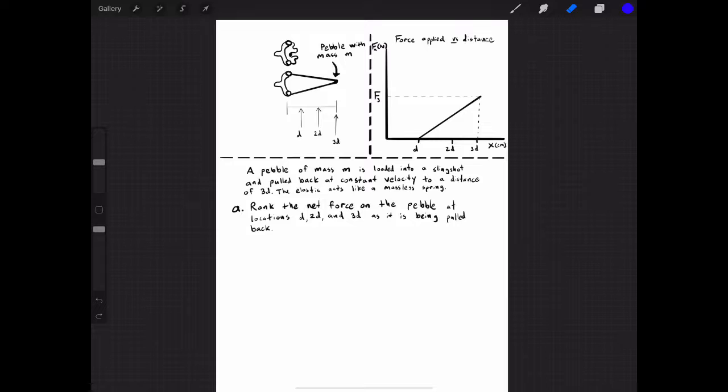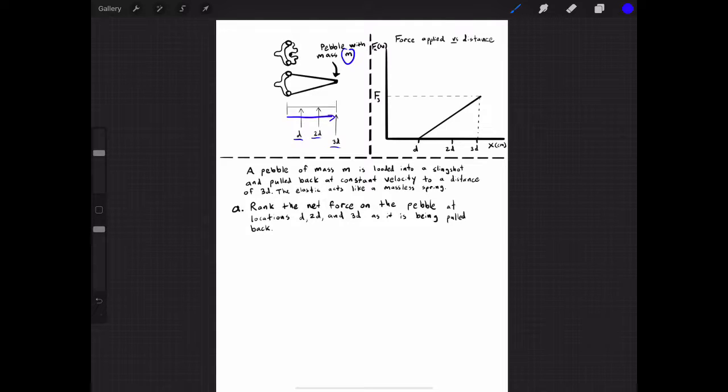All right, I'm going to quickly do a recap. So we've got a pebble of mass m over here, and it is loaded into a slingshot and pulled back at constant velocity from 0 all the way to 3D. Now for part A, it asks us to rank the net force on the pebble at locations D, 2D, and 3D as it is being pulled back.